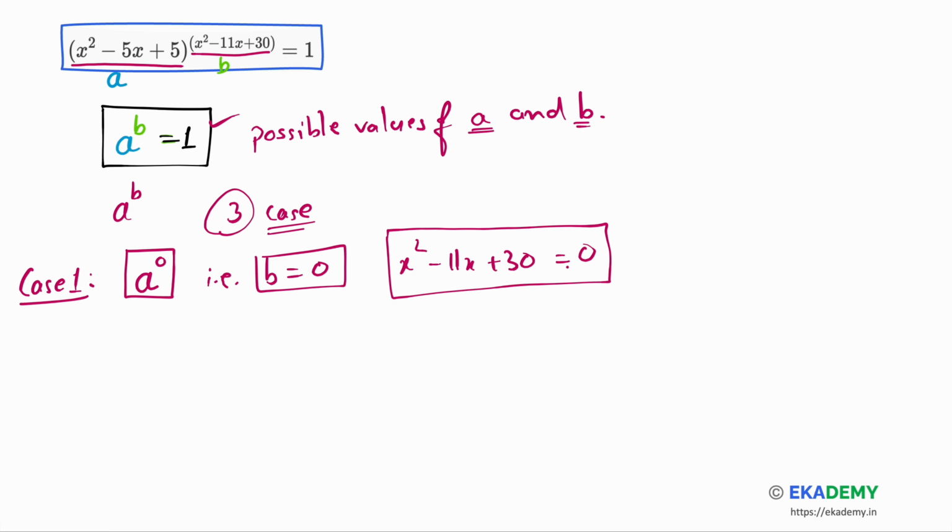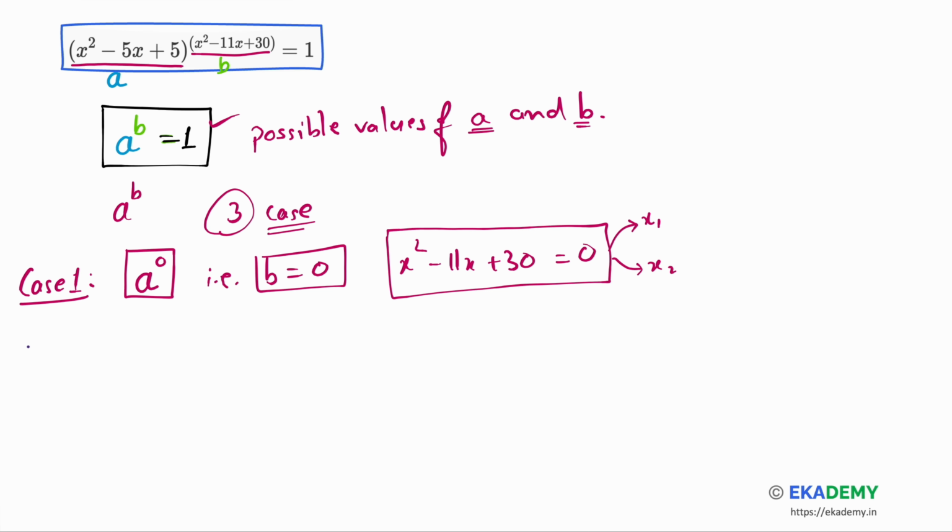So on solving this, you can see that this is a quadratic equation. Hence, we can get a maximum of 2 possible real solutions. Let's call them x1 and x2. These are the 2 solutions. Now, what would be the second case?